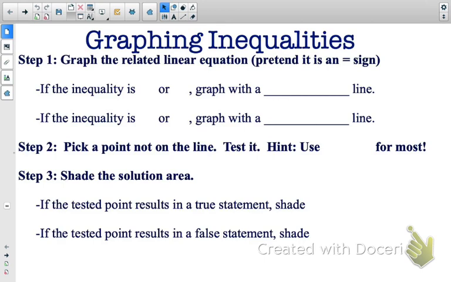If the inequality is a less than or greater than, we would graph with a dashed line. So that looks like this. If the inequality is less than or equal to or greater than or equal to, we graph with a solid line. So that's our regular line.